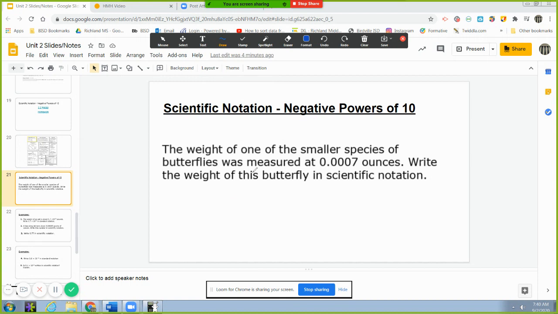So they're measuring the weight of a butterfly. So we know this number is going to be really small as it has a lot of zeros in front. So we're going to start with the decimal. We're going to count backwards. 1, 2, 3. We can't stop there because 0.7 is not between 1 and 10. We need to stop here. So we have 7 times 10, and there's 4 digits. 1, 2, 3, 4. 10 to the negative 4 power.